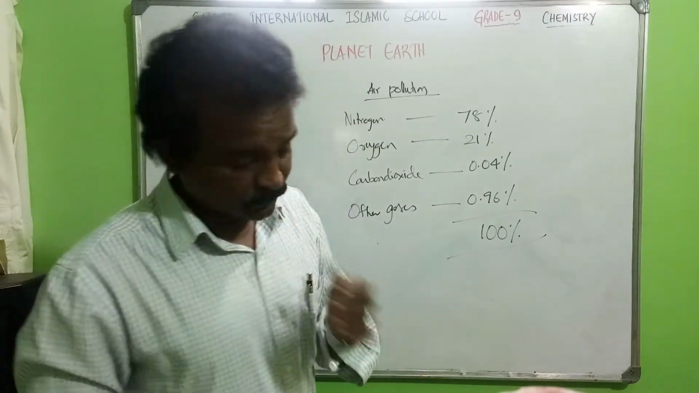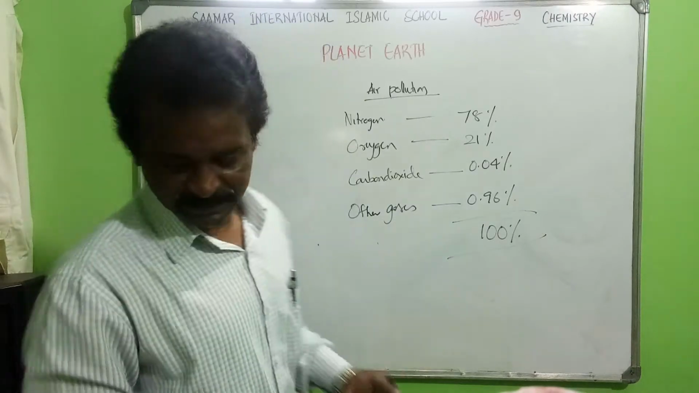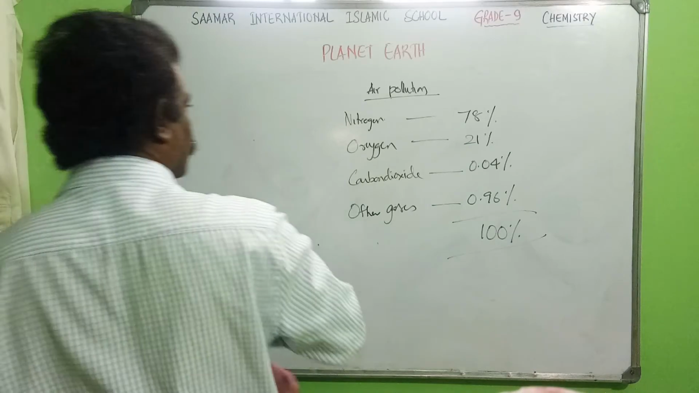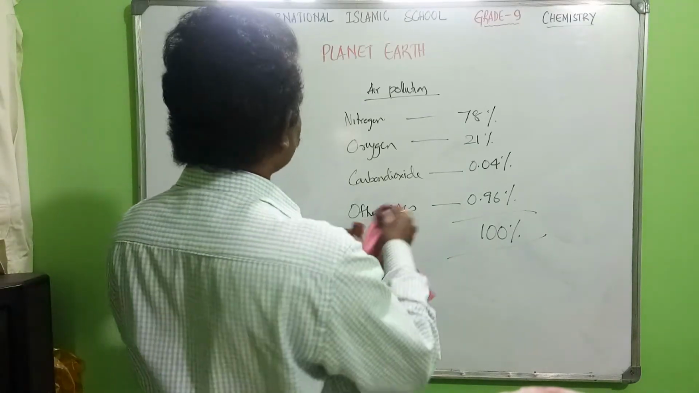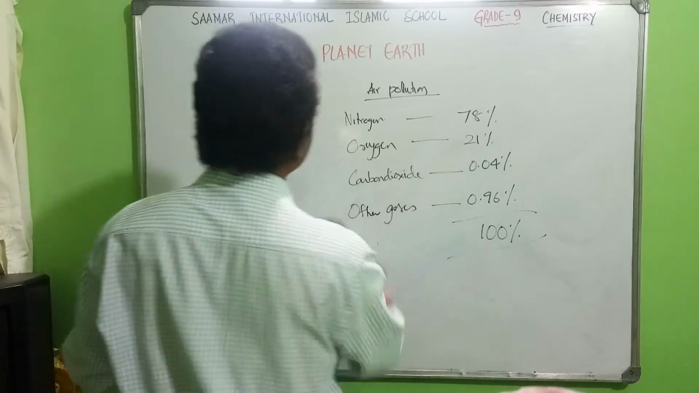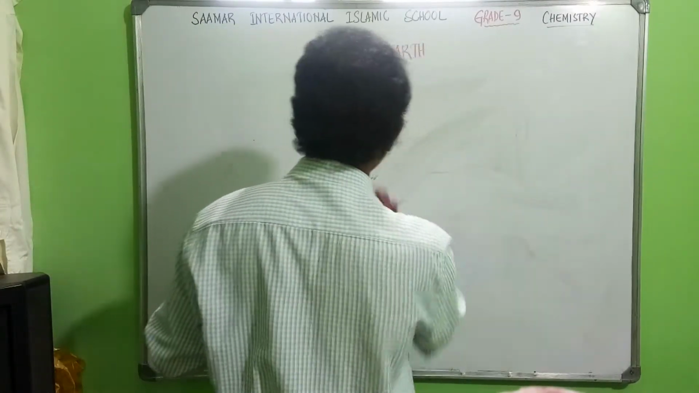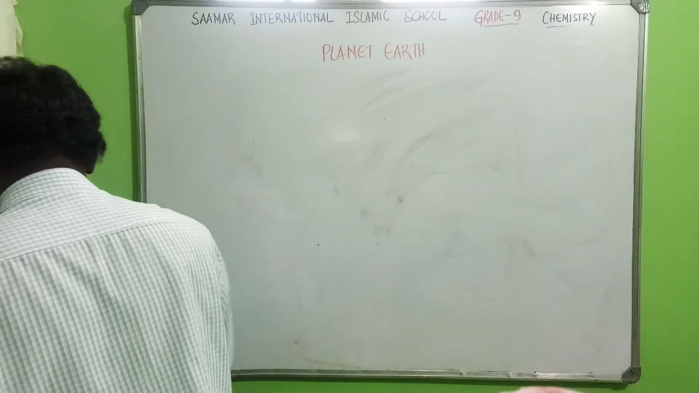Now, in air pollution, we learn about acid rain: how, from where the acid rain is formed, and what are its effects on the monuments, what is the effect on human beings, what is the effect on the plants. We learn one by one. Now, in this, what we learn is acid rain. How acid rain is formed.